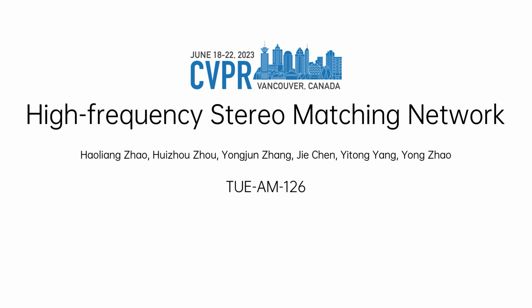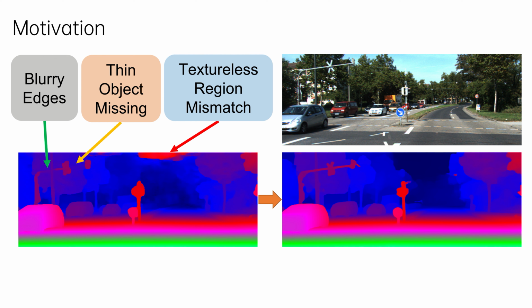In this paper, we present high-frequency stereo matching network. In the field of binocular stereo matching, remarkable progress has been made by iterative methods. However, most of these methods lose information during the iterative process, making it difficult to generate more detailed disparity maps that take full advantage of high-frequency information. Blurry edges, thin object missing, and textureless region mismatch are the main manifestations.